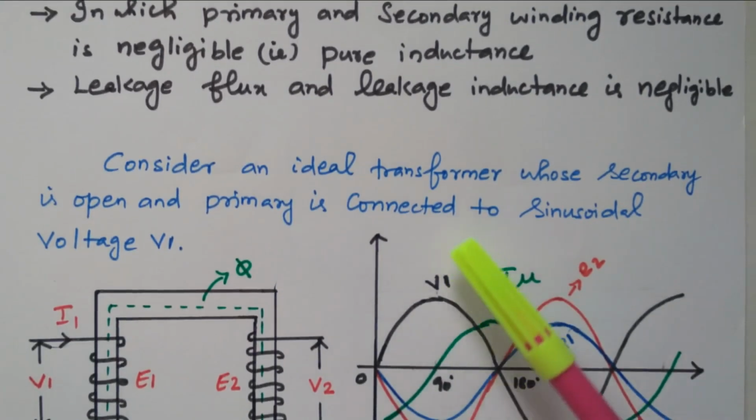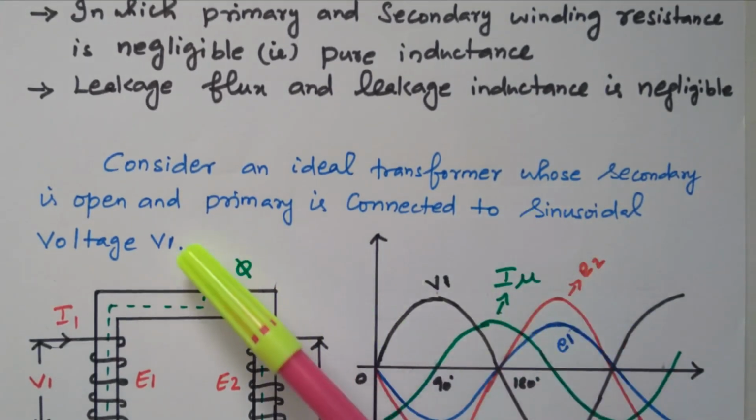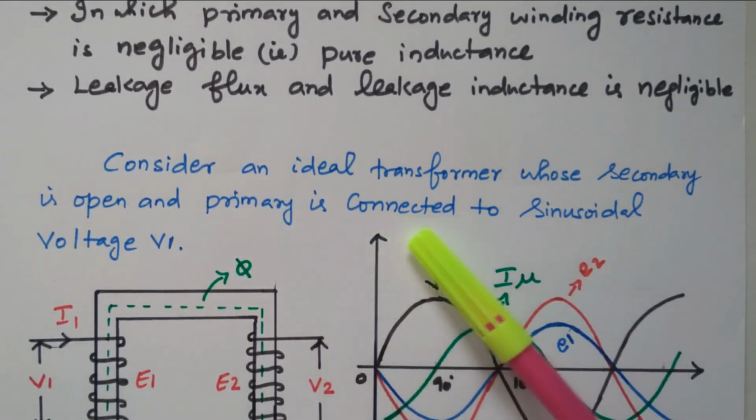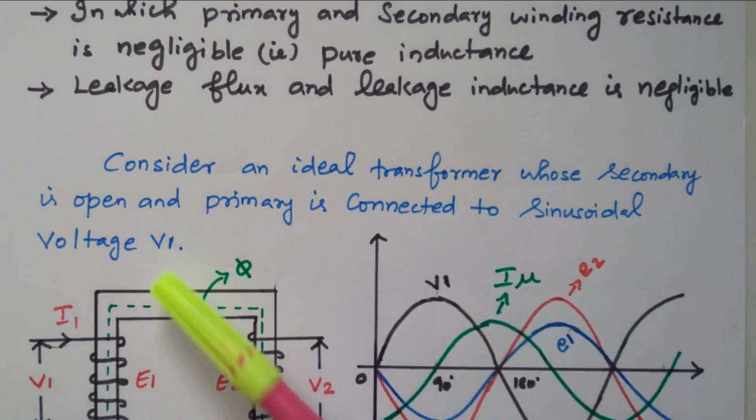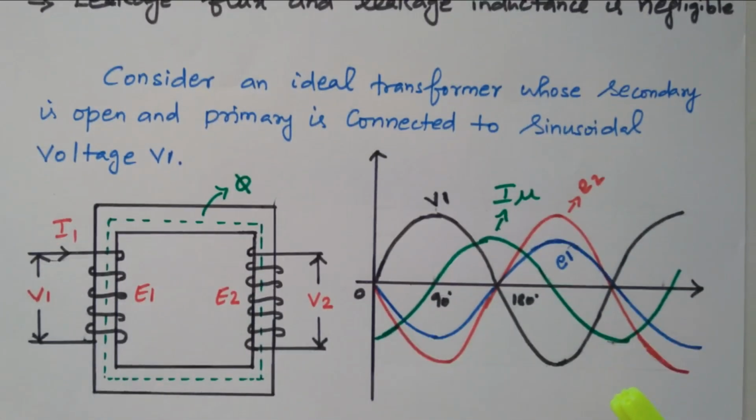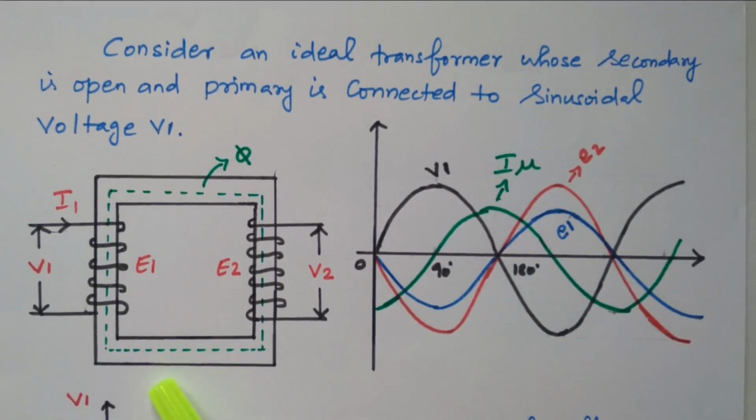Consider the ideal transformer whose secondary is open and primary is connected to the sinusoidal voltage V1. So consider this diagram. The core of the transformer is an iron core. This one is the primary winding, this one the secondary winding. The secondary winding is kept open. The supply voltage is given to the primary winding. AC voltage is given to the primary winding.